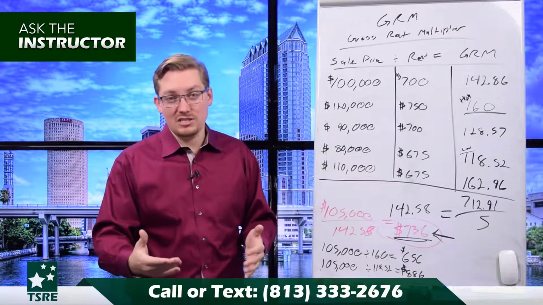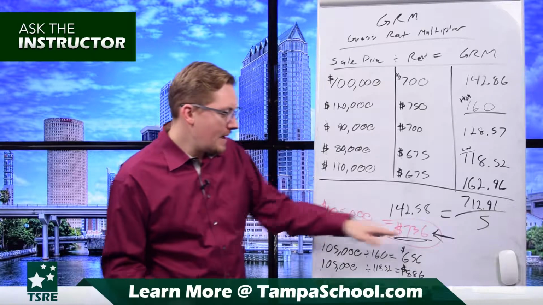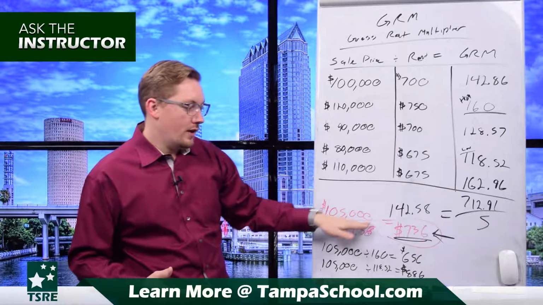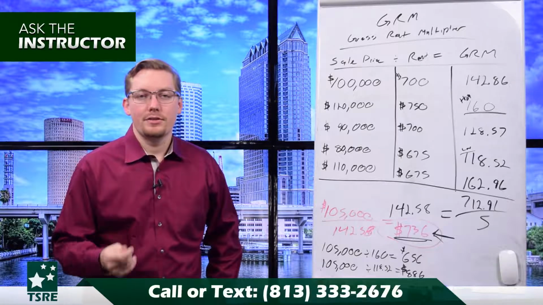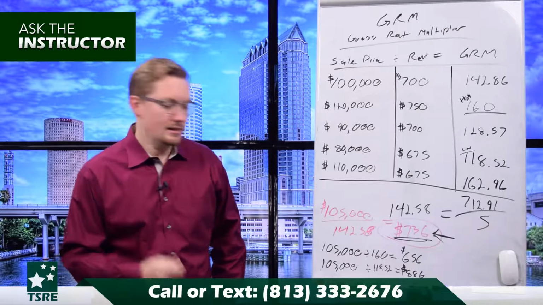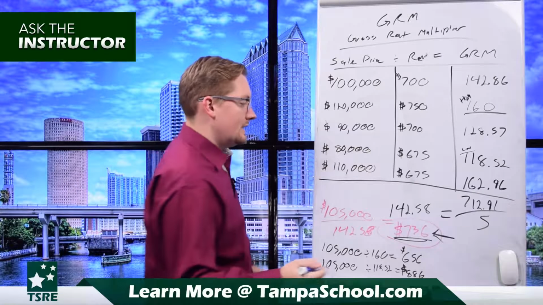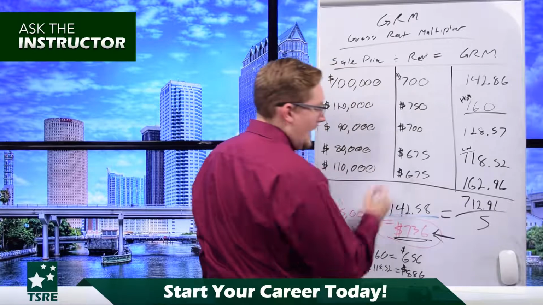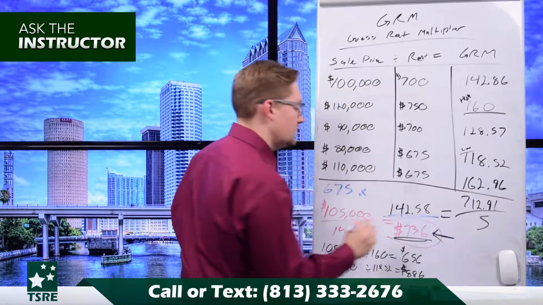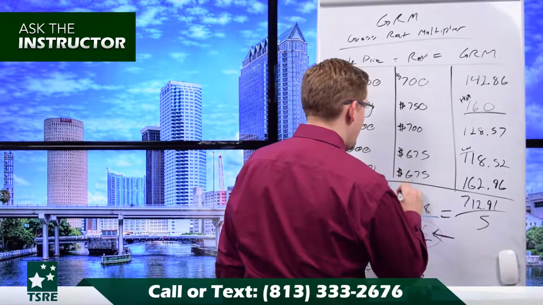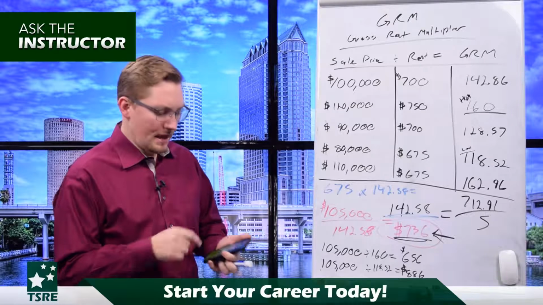Okay, great. So it's not the worst deal in the neighborhood, but where should it be? Well, based on the average GRM, this 142.58, this property should be renting for $736. Now, this is another way you could negotiate it. Let's say we take this average GRM, and let's say that this property was renting for $675. If we take $675 and multiply it by the gross rent multiplier of 142.58, that will give us the value of this property based off of the rent.